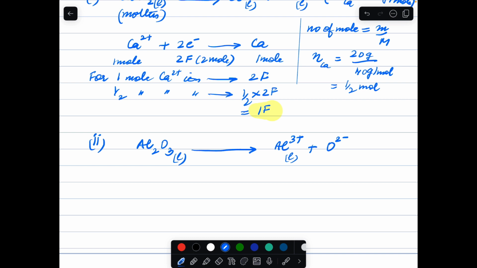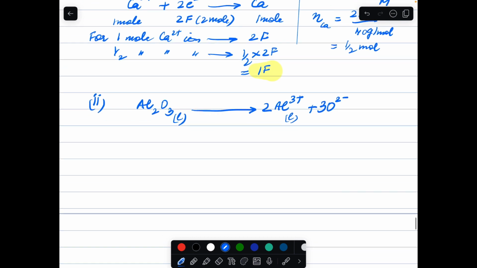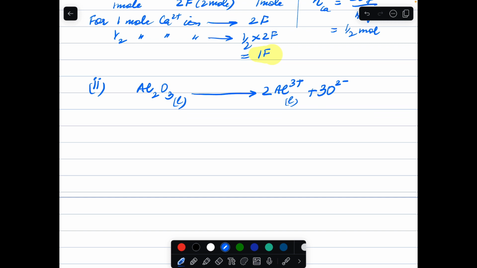O2 minus ion. To balance the charge, we will have 2 aluminium ions and 3 oxide ions. Fine, this is the balanced equation. Now what do we need? We will see how many electrons are needed per atom of aluminium, or per ion.